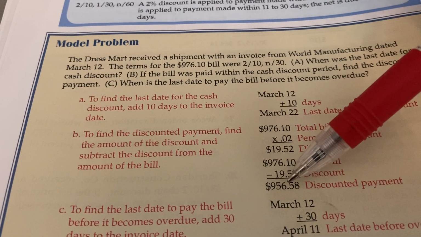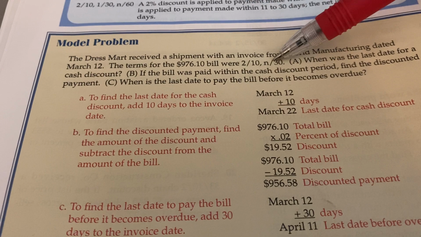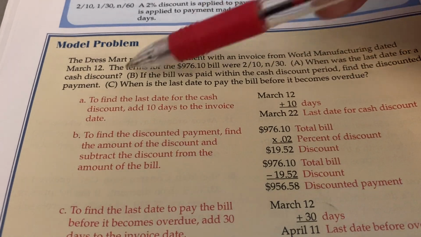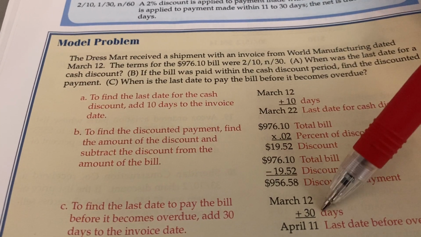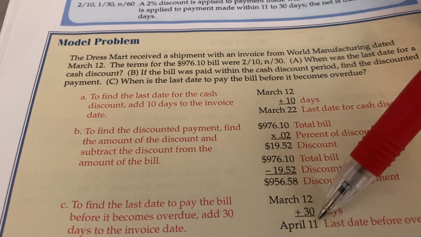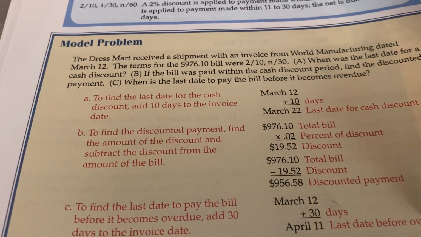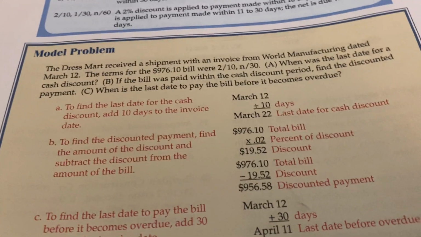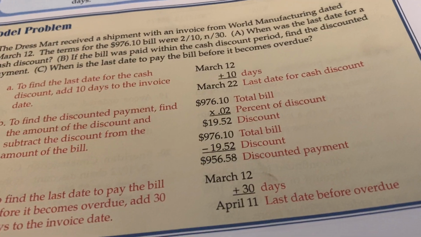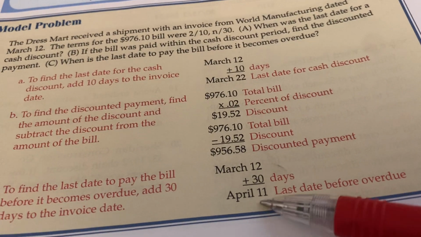So to find the last date to pay your bill, it's 30 days. What was the date? March 12th. March 12th plus 30 days equals April 11th. And that's the last day you have to pay your bill before you get penalties, right? The last day to pay your bill is right there, in April.